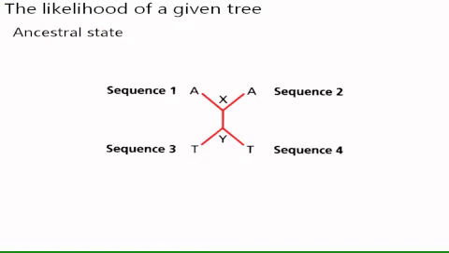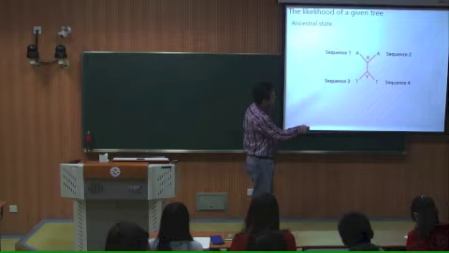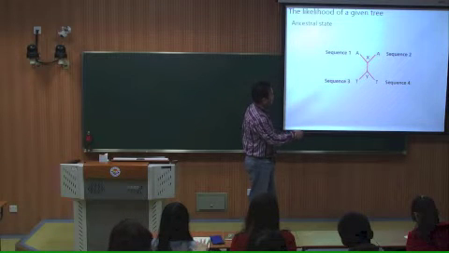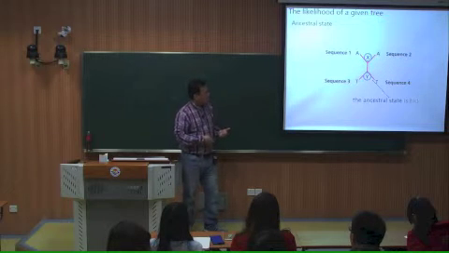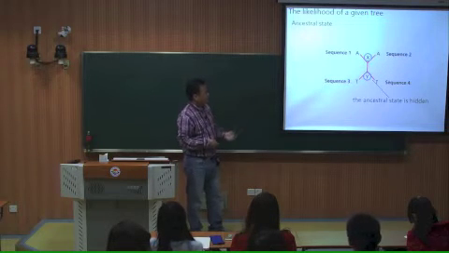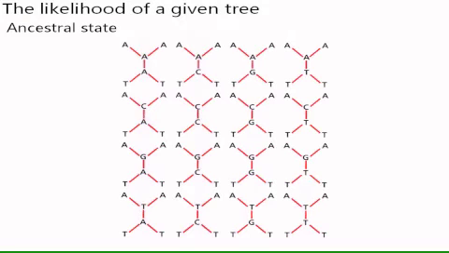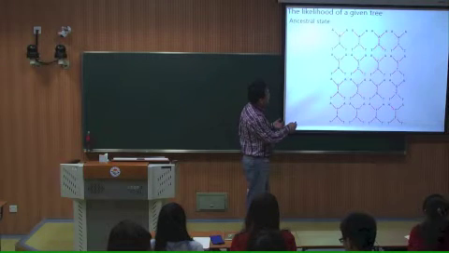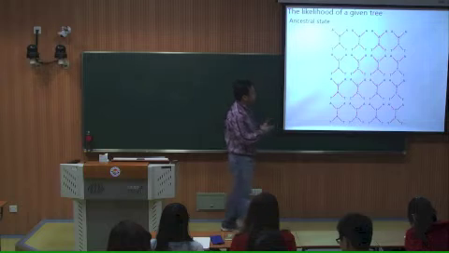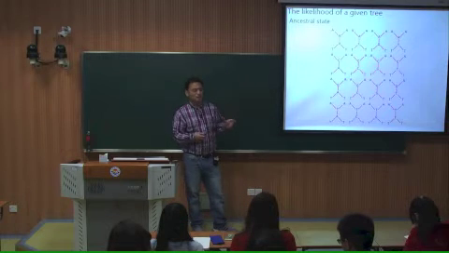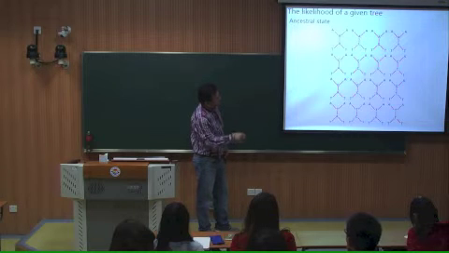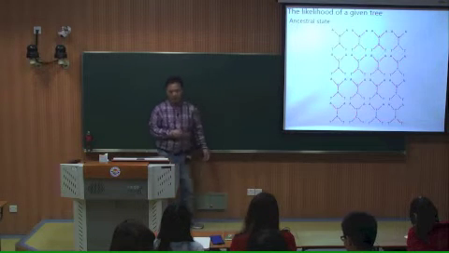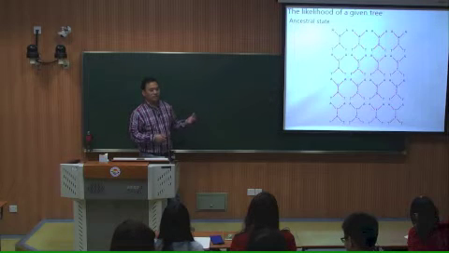So we don't know the internal state of this internal node. It could be A, T, C, or G. So how do we solve that problem? The ancestral state is hidden. So what we do is we explore all the possibilities. We could have 4 different nucleotides here and 4 different nucleotides here. 4 times 4 is 16 alternatives. So we calculate the likelihood for all these possibilities, and we find the one with maximum likelihood.